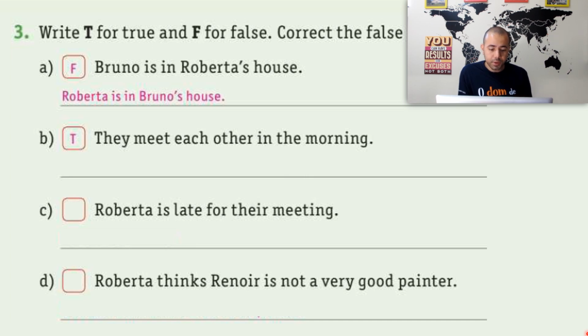Roberta is late for their meeting. So is Roberta late for the meeting? I don't think so, because Roberta is very punctual. So Roberta is not late. Okay, so this is false. We're going to correct the sentence. We're going to have a correction just like this. Roberta is on time.